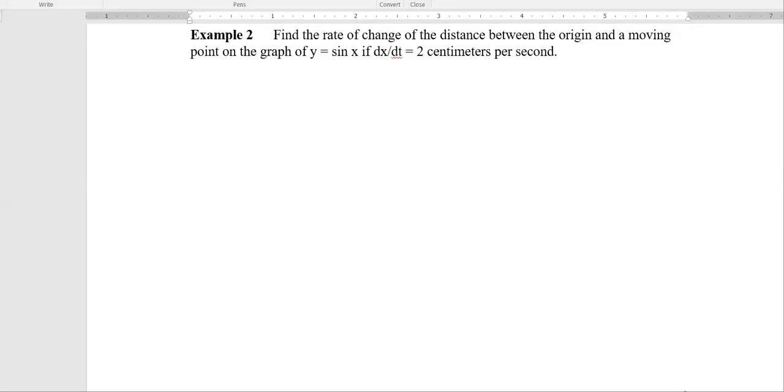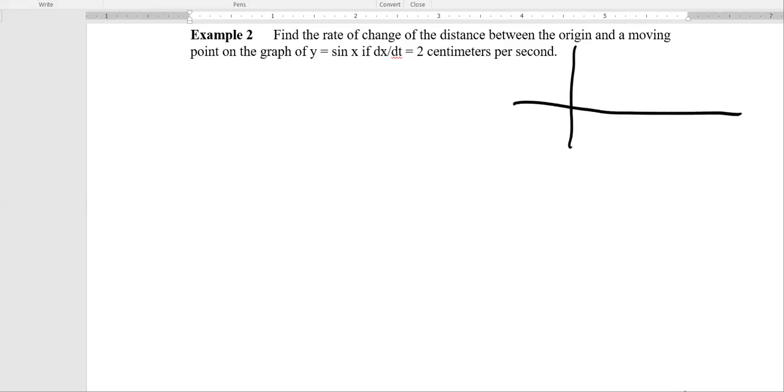All right, here we are with another example. We're going to find the rate of change of the distance between the origin and a moving point on this graph. So first of all, let's get an idea what this looks like over here.